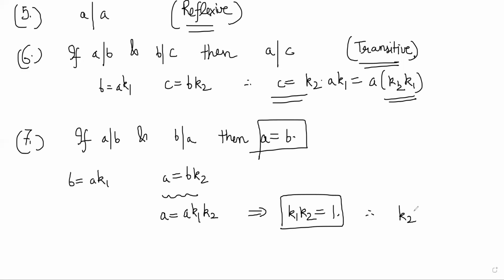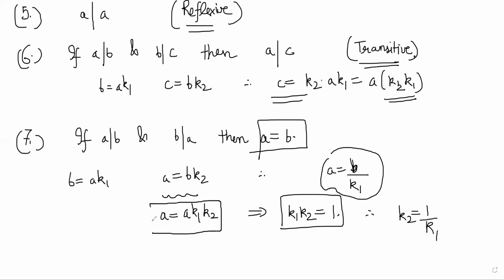So therefore, K2 is equal to 1 by K1. Therefore, A is equal to B by K1, right? So we get back the same condition. So the only way this can be true is K2, K1 is 1 or A is 0, right? So what we can say here is use this condition probably here. So we will get B is equal to AK1 and K1, K2 is 1.